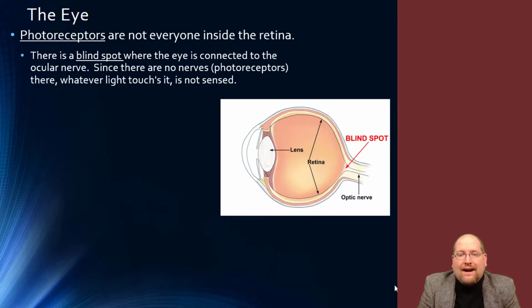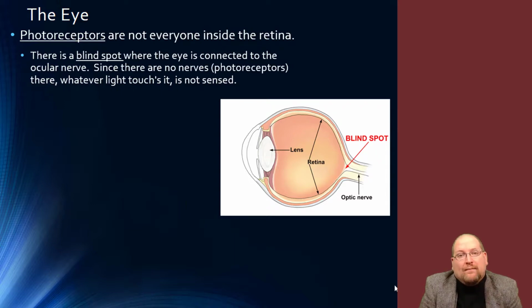Photoreceptors are not inside all parts of the retina. Looking at this picture here, we can see in the big red arrow what's known as the blind spot. It's where the eye is connected to the optic nerve. Since there are no nerves or photoreceptors where this nerve attaches to the eye, whatever light touches that area is not sensed by the eye. Because there are no photoreceptors there, any light that hits that spot does not get transmitted to the brain. That's what's known as your blind spot.